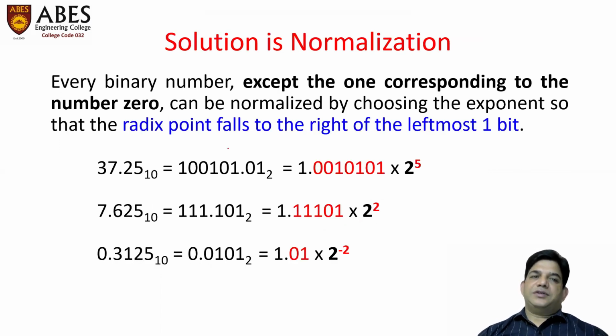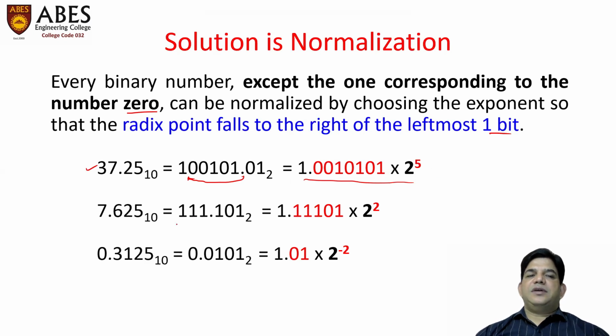So the solution is normalization. Every binary number except the one corresponding to the number 0 can be normalized by choosing the exponent so that the radix point falls to the right of the leftmost 1 bit. For example, 37.25 in decimal is 100101.01 in base 2. Now we have to shift the radix point towards the left-hand side so that it becomes 1.0010101 times 2 to the power 5. This is basically the normalization we have to take.